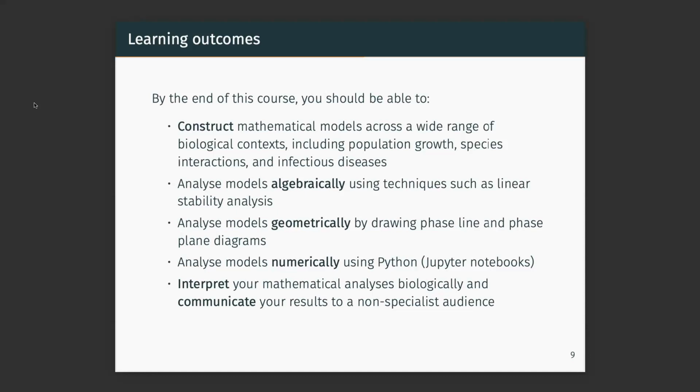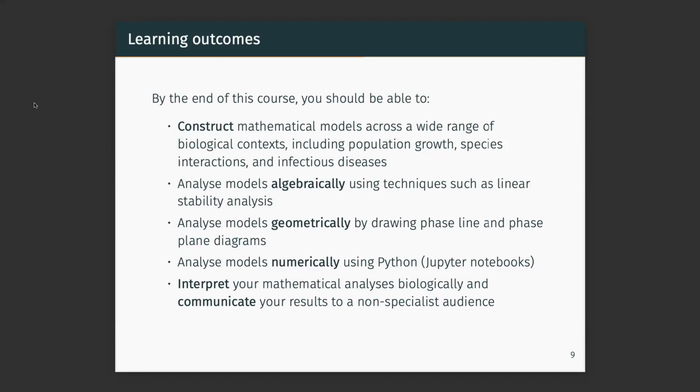We're then going to be thinking about how we can analyze it in a variety of different methods. So we can do some classical pen and paper algebraic analysis, things like linear stability analysis, which you may or may not have met before. Does linear stability analysis ring a bell for anyone? No? Okay, that's fine.